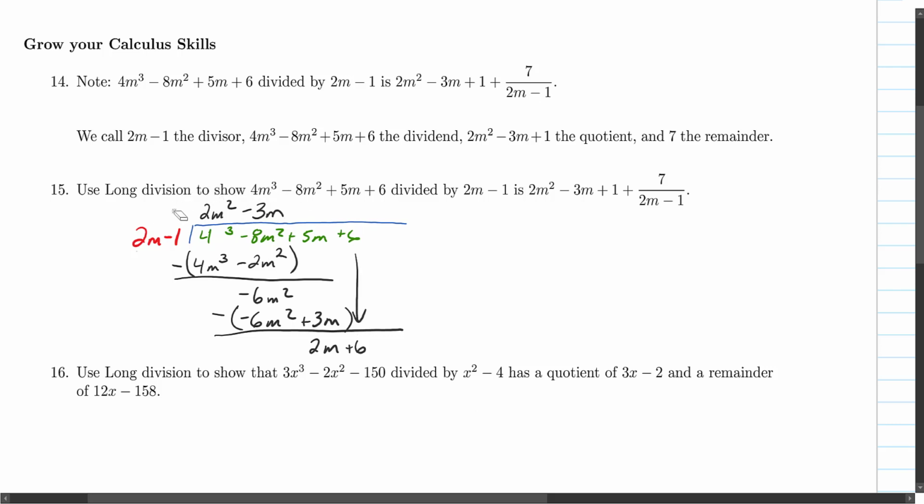Clean up the arrows a little bit here. So let's again ask this question. What do I want to multiply 2m by to make it look like 2m? Well, in this case, we just want to multiply it by 1. So I'm going to multiply that by 1 there.